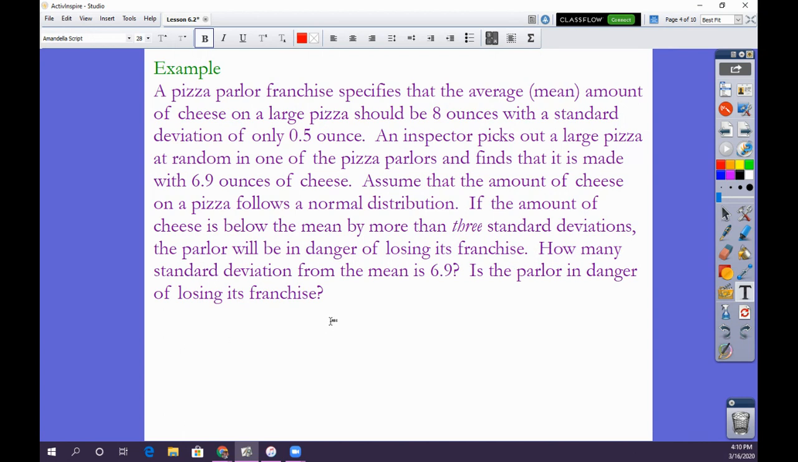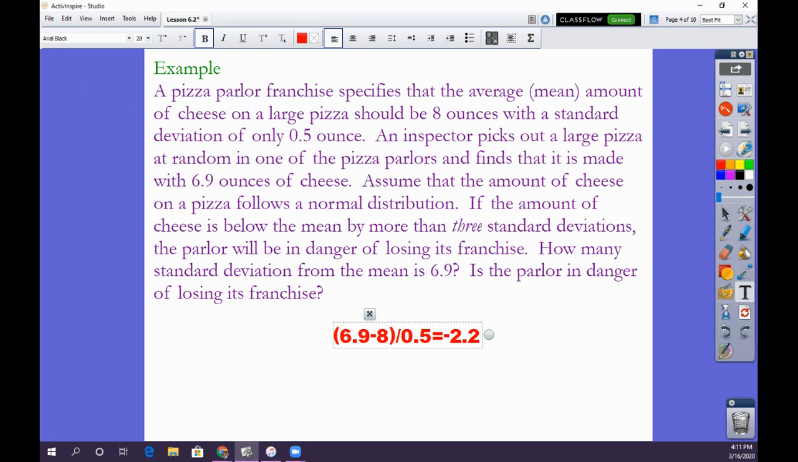Well, following our z-score formula, we're going to do our x-score, which is 6.9. Let me change this to a font that we can actually see a little bit easier. So our x-score minus our average score, which is 8, and then we're going to take that whole thing and divide it by the standard deviation, which in this case is only half an ounce. So if you do 6.9 minus 8, and then take that answer divided by 0.5, you get an answer of -2.2. While that is clear down on the end, it is not 3 standard deviations.